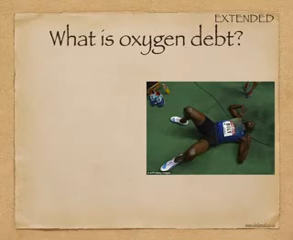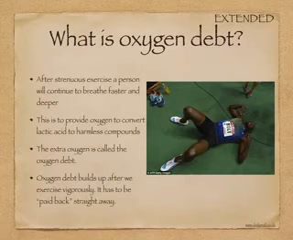If you're doing extended, you need to know about the oxygen debt. So when you run sprints in school, you'll find that you're out of breath and need to breathe deeply and quickly even after you've finished the race. This is so that the extra oxygen can convert the lactic acid into harmless compounds. So after strenuous exercise, a person will continue to breathe faster and deeper. This is to provide oxygen to convert the lactic acid to harmless compounds. And the extra oxygen is called the oxygen debt.